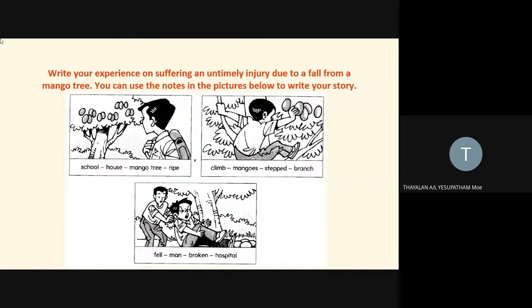Sample 2, a picture-based story. You will have 3 pictures here for this particular question. Write your experience on suffering an untimely injury due to a fall from a mango tree. You can use the notes in the pictures below to write your story. So as you get this question, you study those pictures. You look into the details in the pictures and also the notes given so that you could weave your ideas into 5 or 6 sequences to develop a narrative essay.